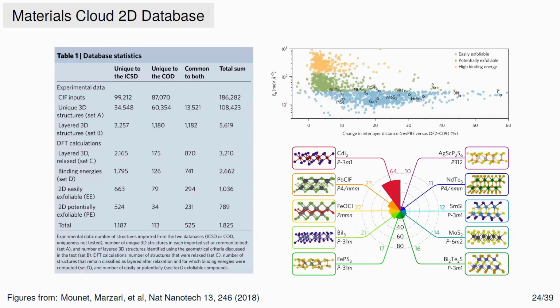So what we did here is to start from databases that other groups have developed. This is one of the popular ones. It's called the Materials Cloud 2D database. This was built in a very interesting way. You go to the ICSD, which is the Inorganic Crystal Structure Database, okay? It's a database of all known crystals that have been synthesized with XRD data and so on. You identify all crystals that are layered.